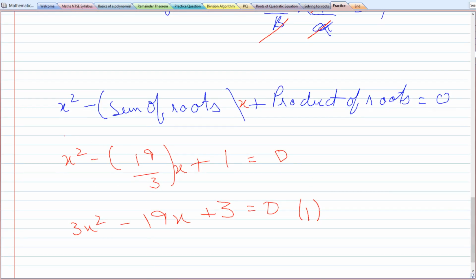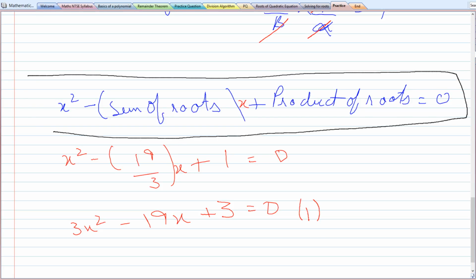Since we know any quadratic equation can be found like this, x square minus sum of roots into x plus product of roots. The sum of roots we have is 19 by 3 and the product of roots we have is 1.